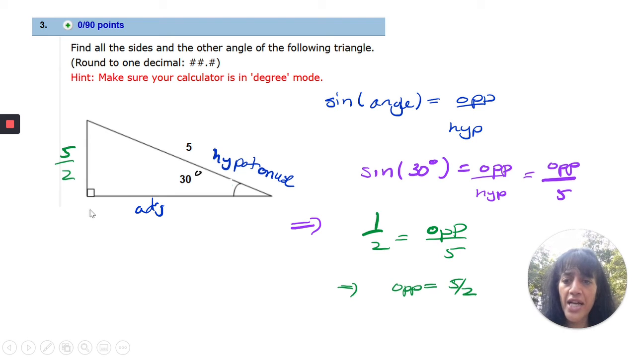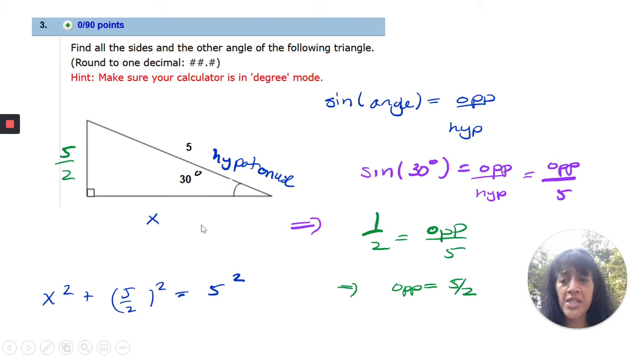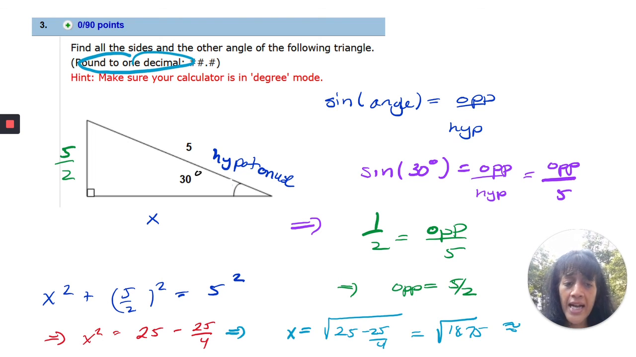How do I get the adjacent? They want all the sides. I have the hypotenuse. I have one of the legs. One of the legs is missing. I'm just going to call that x. It looks like the problem we just did for the first one. And so I get x squared plus 5 halves squared is 5 squared. And so I solve it the same way I did before, except this time they ask it to be rounded to 1 decimal place, so I don't have to worry about radicals. And I get 4.3 once I punch that into a calculator.